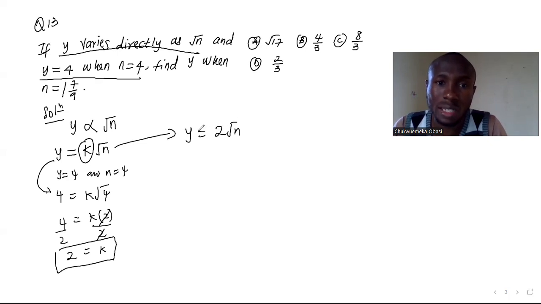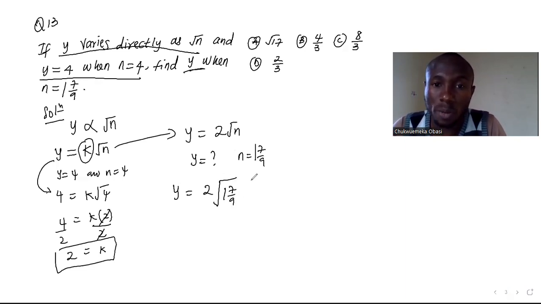And now you want to get the next statement. It says find y. So y is unknown when n is one whole number, 7/9. So we want to find y. So now we have y is unknown here. We have 2. And now we have n is one whole number, 7/9. So you want to change this mixed fraction to an improper fraction. How you do that, you have your times here and your plus here. So 9 times 1 is 9, plus 7 is 16/9.